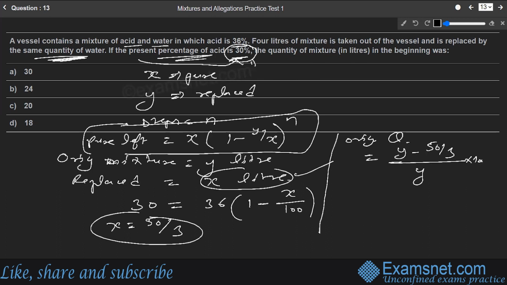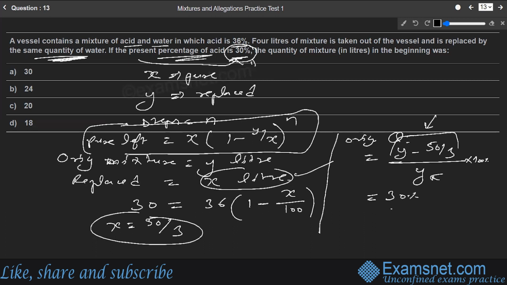And into 100%. What we are doing is we are trying to find out what is the percentage of pure quantity in the original quantity. So that's why we have taken the replaced one, that is y minus 50 by 3. That much is left out only, divided by the total quantity was initially y, so denominator is y, into 100%, and they already give this value as 30%.